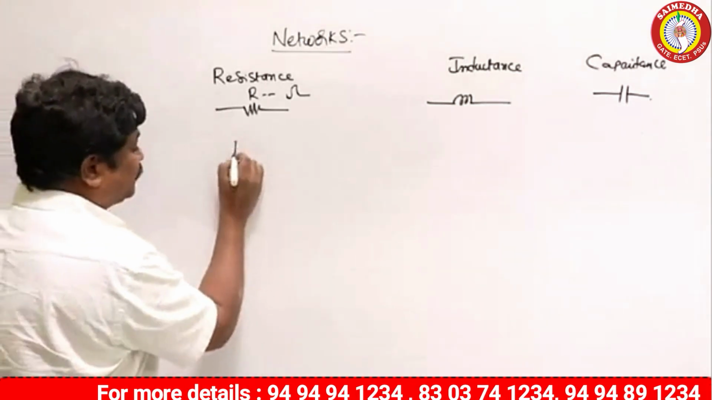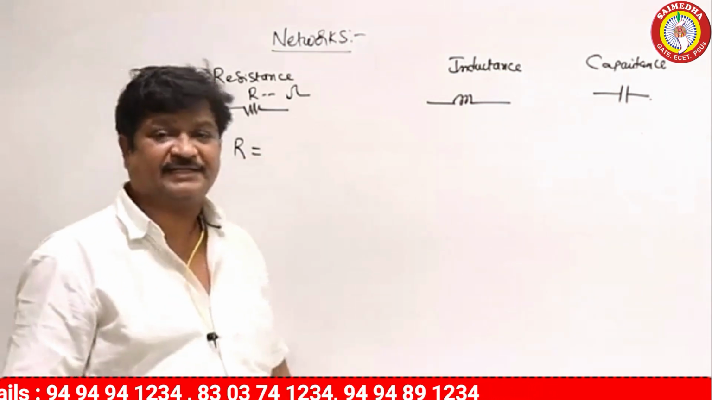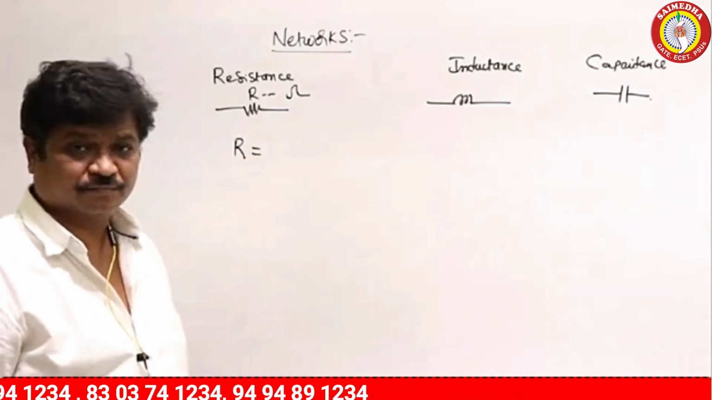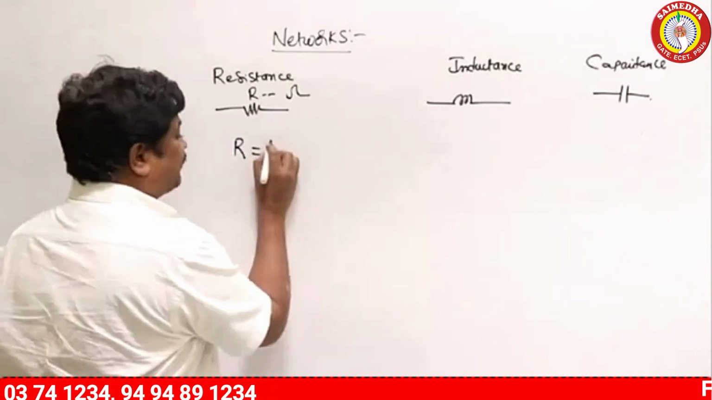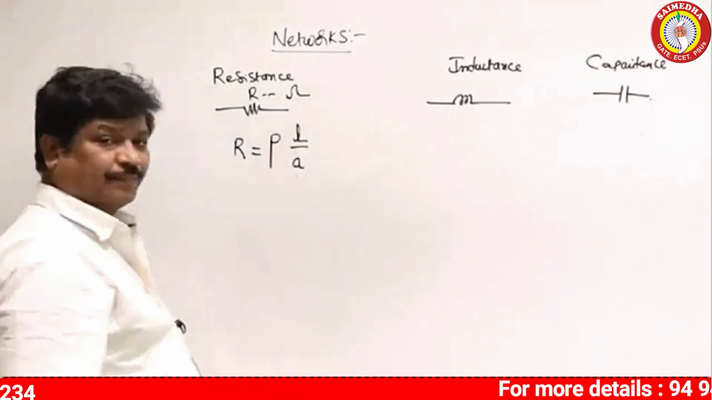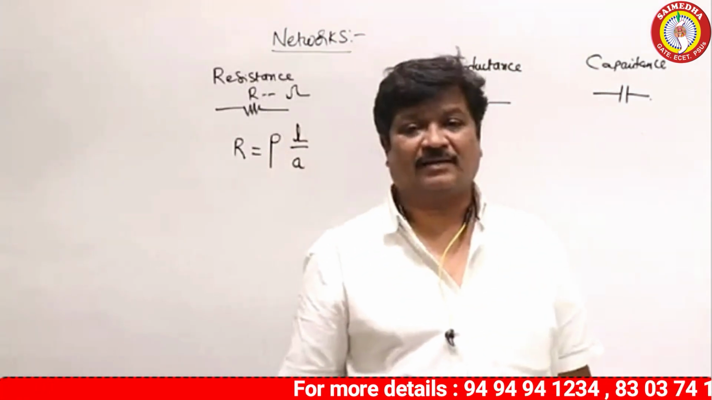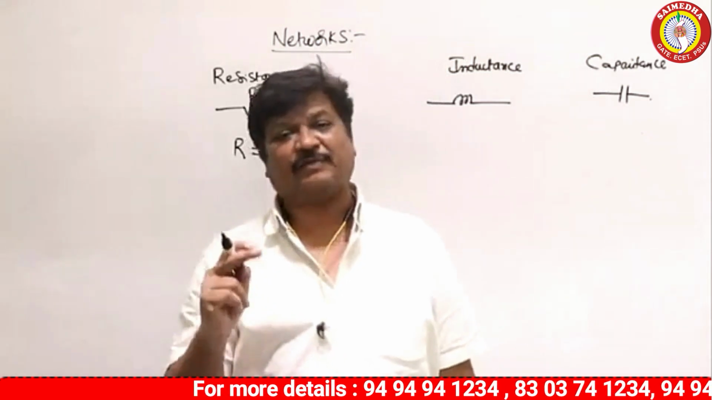R is equal to? The basic formula for resistance is R is equal to rho L by A. R is equal to V by I is not the basic formula. That is the formula generated from Ohm's law.